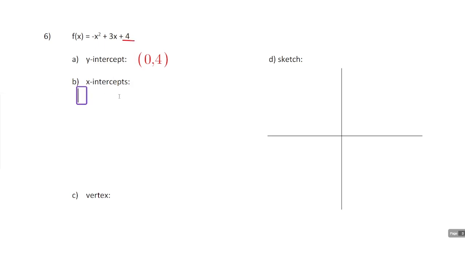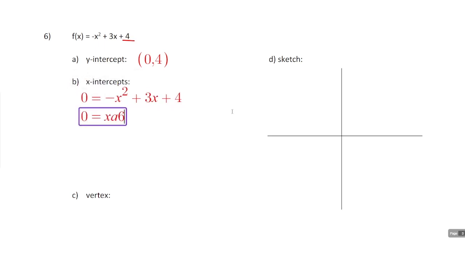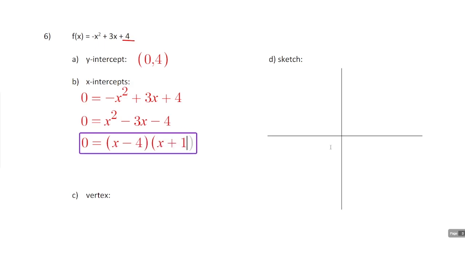The x-intercepts, I'm going to set my equation equal to 0, so 0 equals negative x squared plus 3x plus 4. To make the factoring a little bit easier, I'm going to multiply everything by negative 1, which I've done on a couple of these problems, so hopefully by now you kind of get the hang of that. 0 equals x squared minus 3x minus 4. So now I am going to factor by finding two numbers that multiply to equal negative 4 and add up to negative 3, and those would be negative 4 and 1. So x minus 4 times x plus 1.